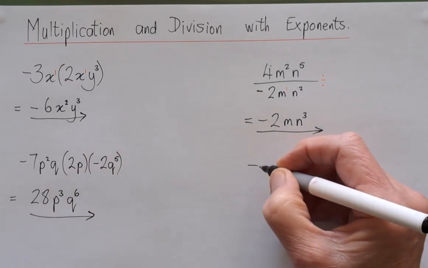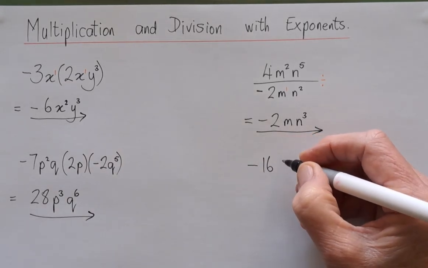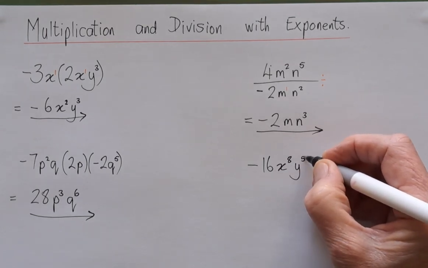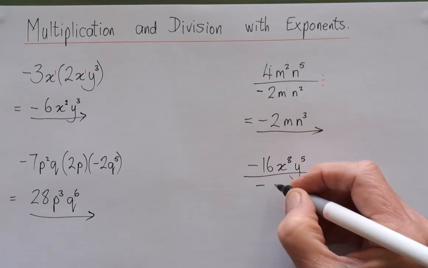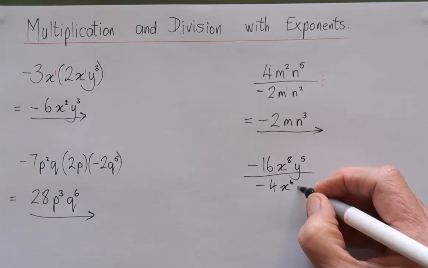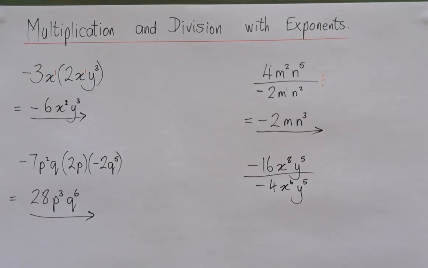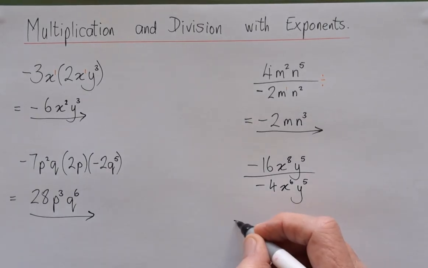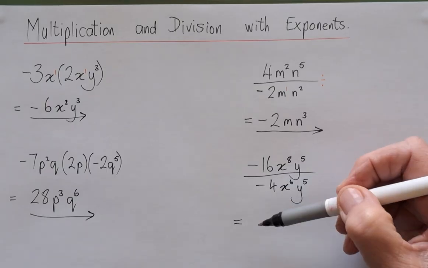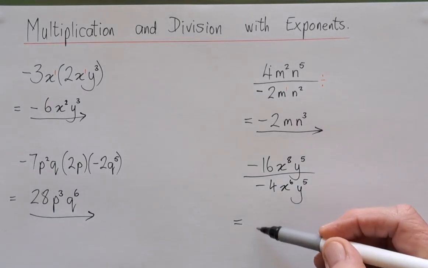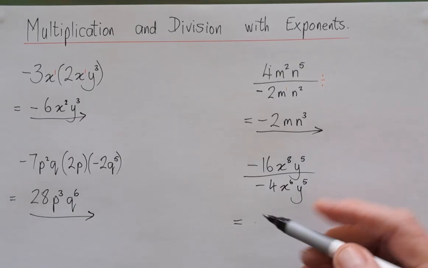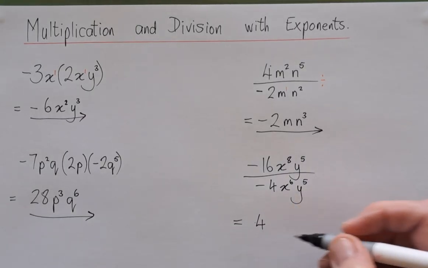One last one, also with division. Negative 16x to the power of 8, y to the power of 5, over negative 4x to the power of 6, y to the power of 5. Starting with my signs, negative divided by negative is positive. If you write a positive, that's fine, but you don't need to. 16 divided by 4 is 4.